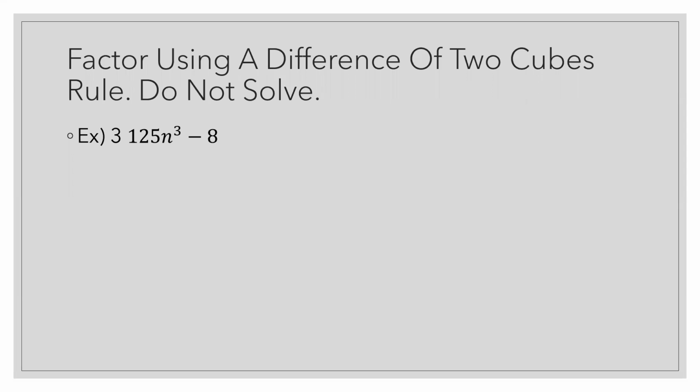Okay, hello. This is going to be part two of factoring using a difference of two cubes. So let's finish this up. Example 3, we have 25n cubed minus 8. We've got to factor it. So I'm going to write out the rule again.